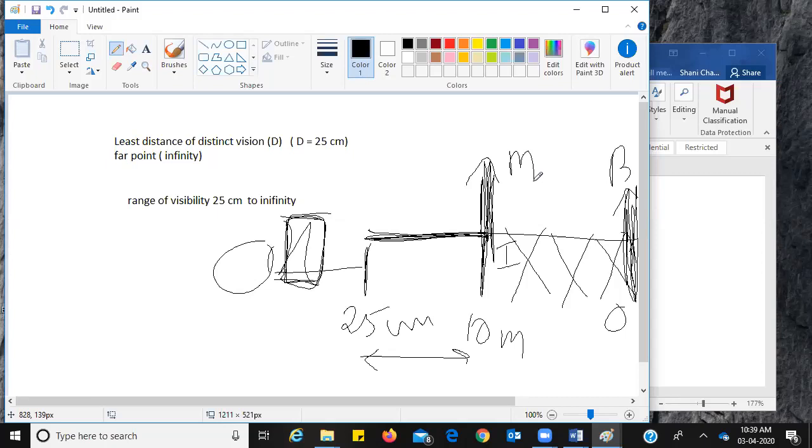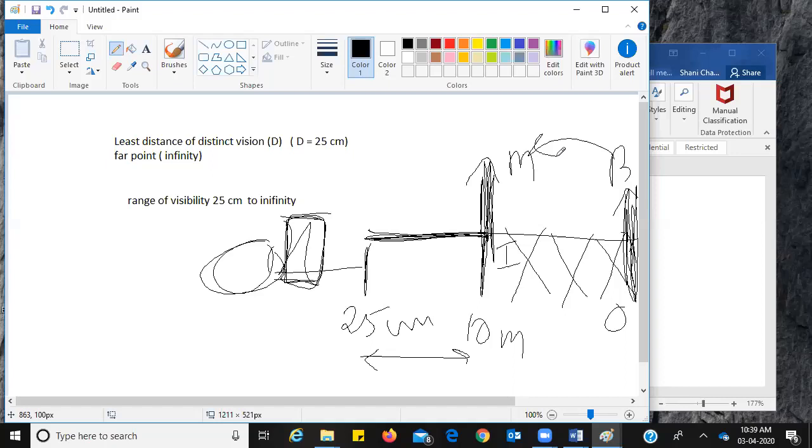The light ray from OB will go to the concave lens and diverge, and then it will form a virtual image. That virtual image light ray will be the actual object light rays for the human eye. The image formed by the objective will act as the object for the eye lens.